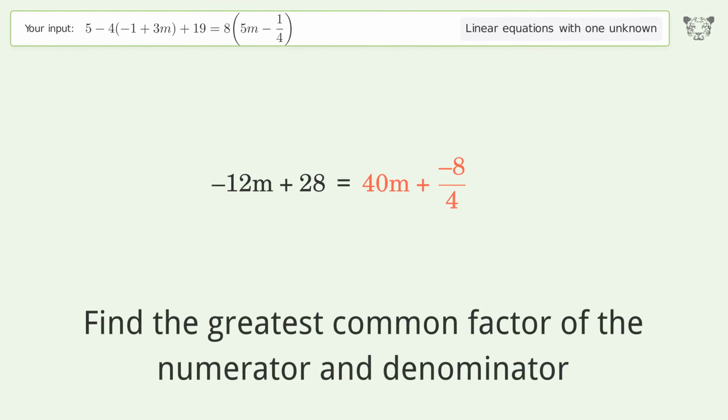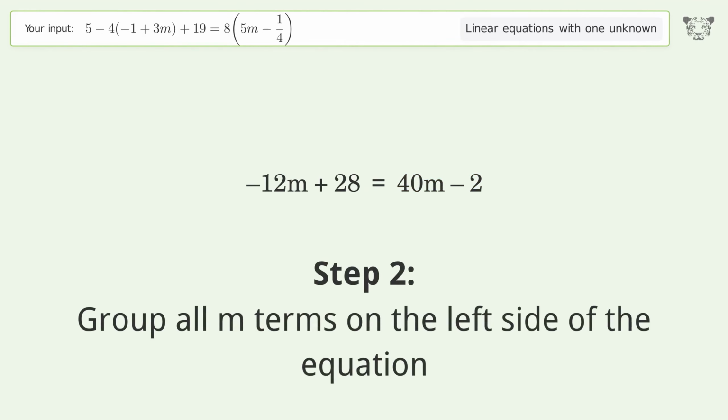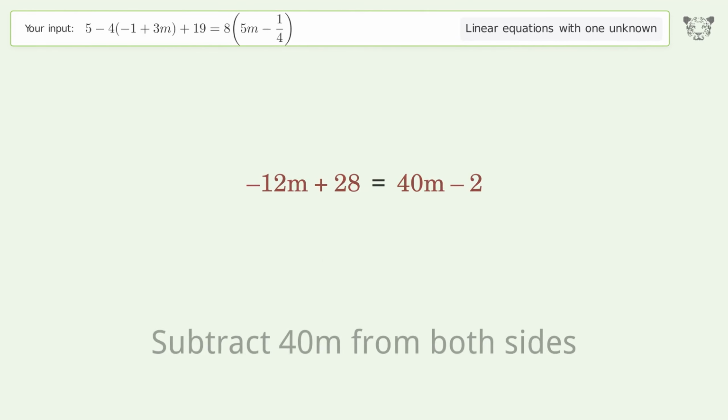Find the greatest common factor of the numerator and denominator. Factor out and cancel the greatest common factor. Group all m terms on the left side of the equation. Subtract 40m from both sides.